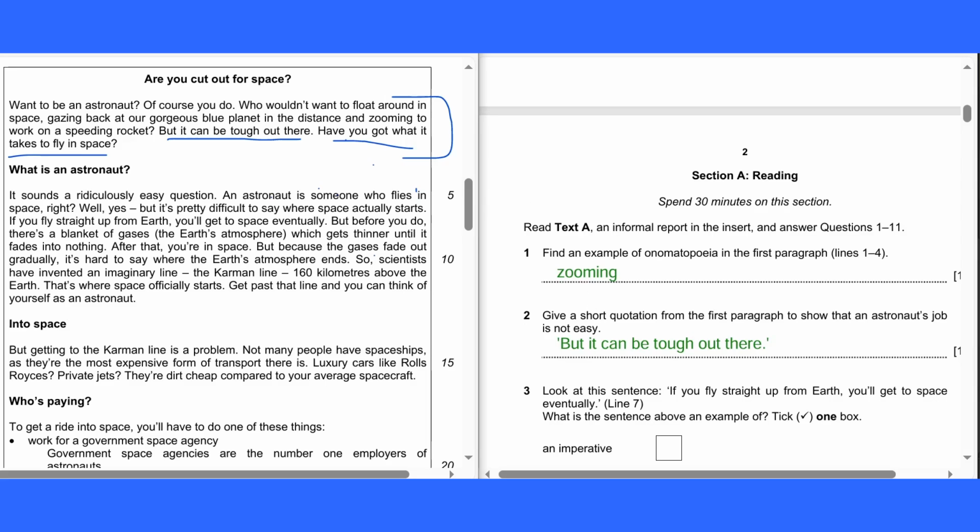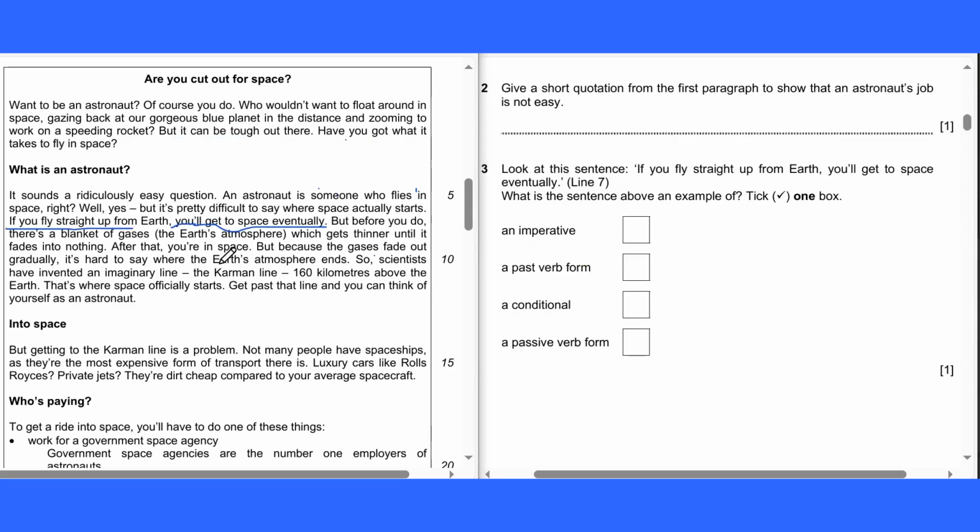Right, let's move on to question 3. Alright guys, question 3, look at this sentence. If you fly straight up from Earth, you will get to space eventually. Line 7. This is 5, 6, 7, this one. If you fly straight up from Earth, you will get to space eventually. What is the sentence above an example of? Take one box. This is a must, one box only. An imperative.